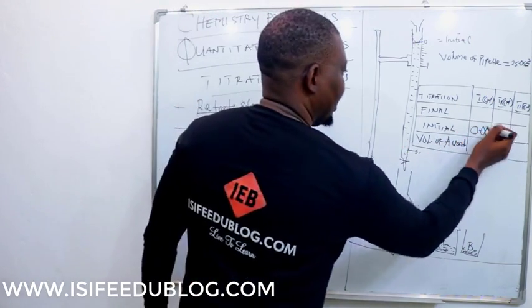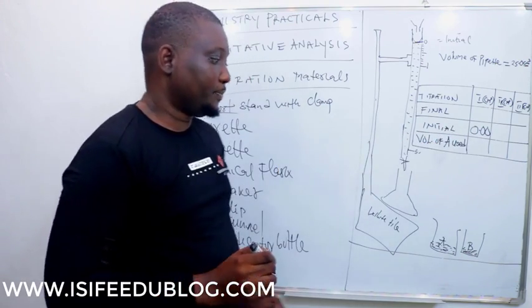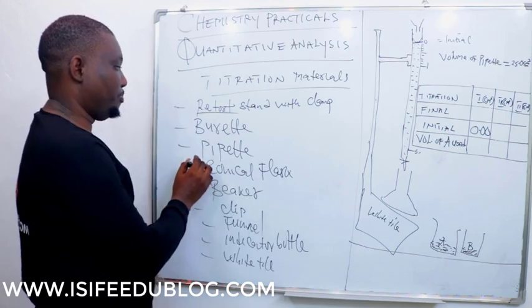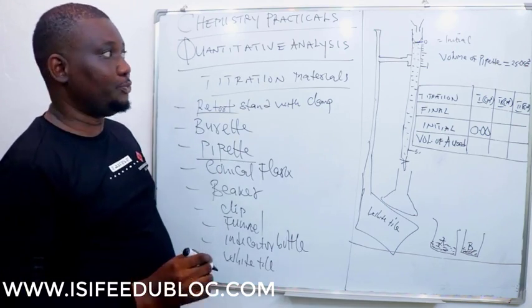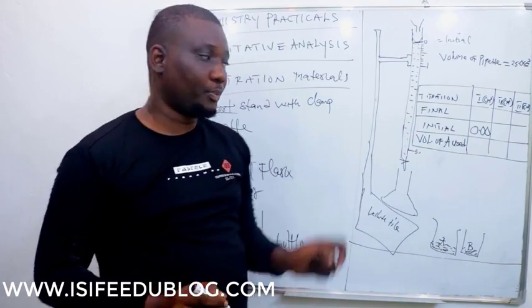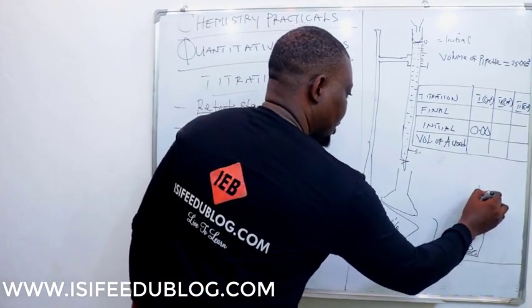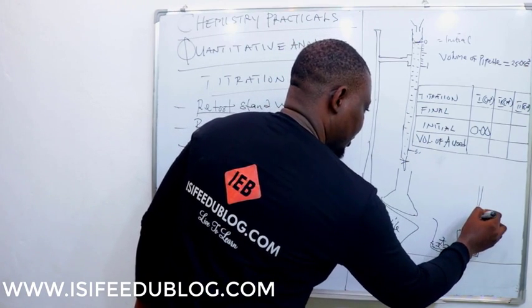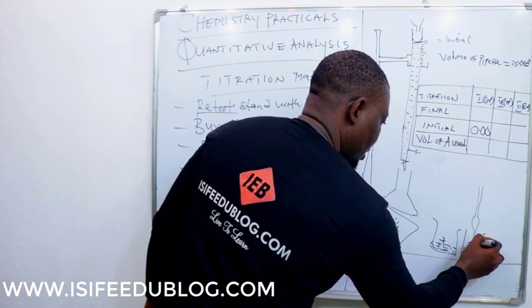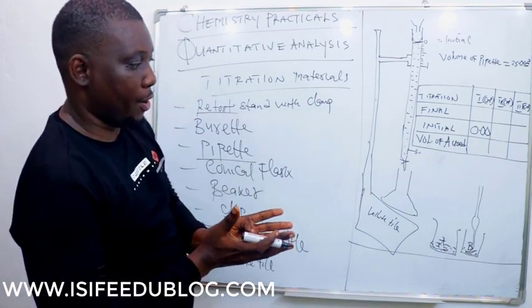Now that you have recorded the initial reading, you use another piece of apparatus, which is your pipette, to measure the standard volume of 25 centimeter cube of this solution. Let's look at how the pipette looks. This is the pipette. At the middle of the pipette, there's a swollen part. So you have to be very careful.